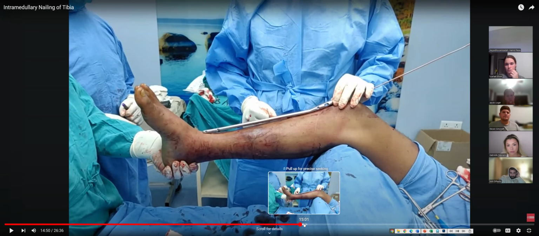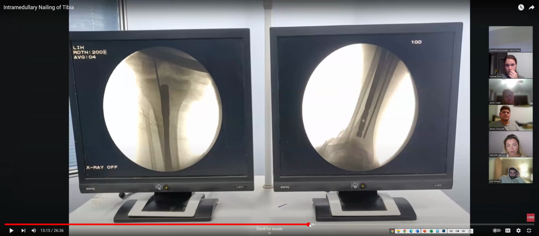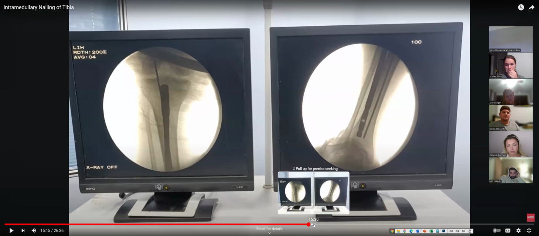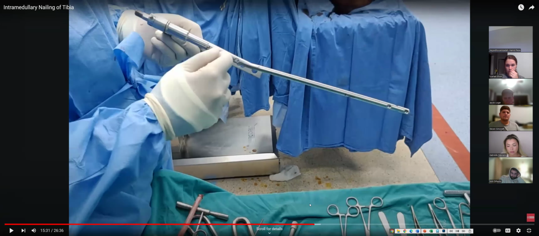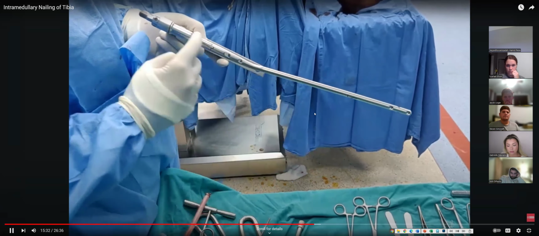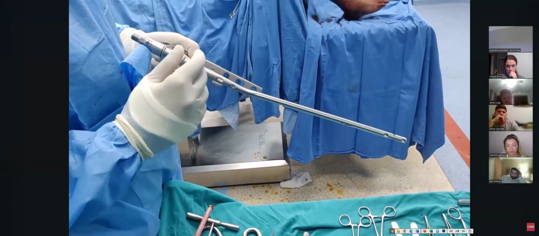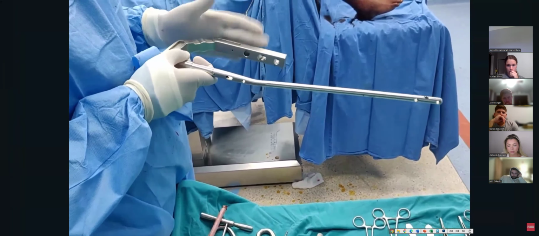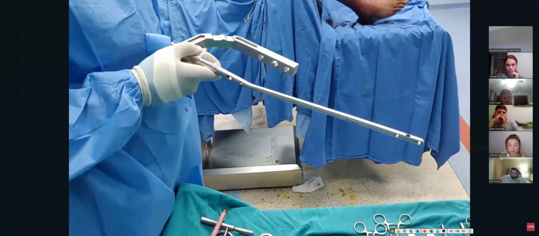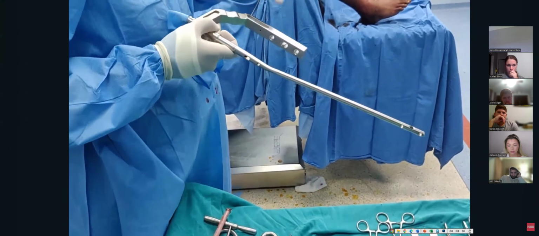Here he's measuring the length of the nail, the appropriate nail, with the fluoroscopy. And now assembled. Always check that when your scrub nurse gives you the nail, it is assembled correctly. This will be on the medial side. So we are doing this right leg, so this will be on the medial side.